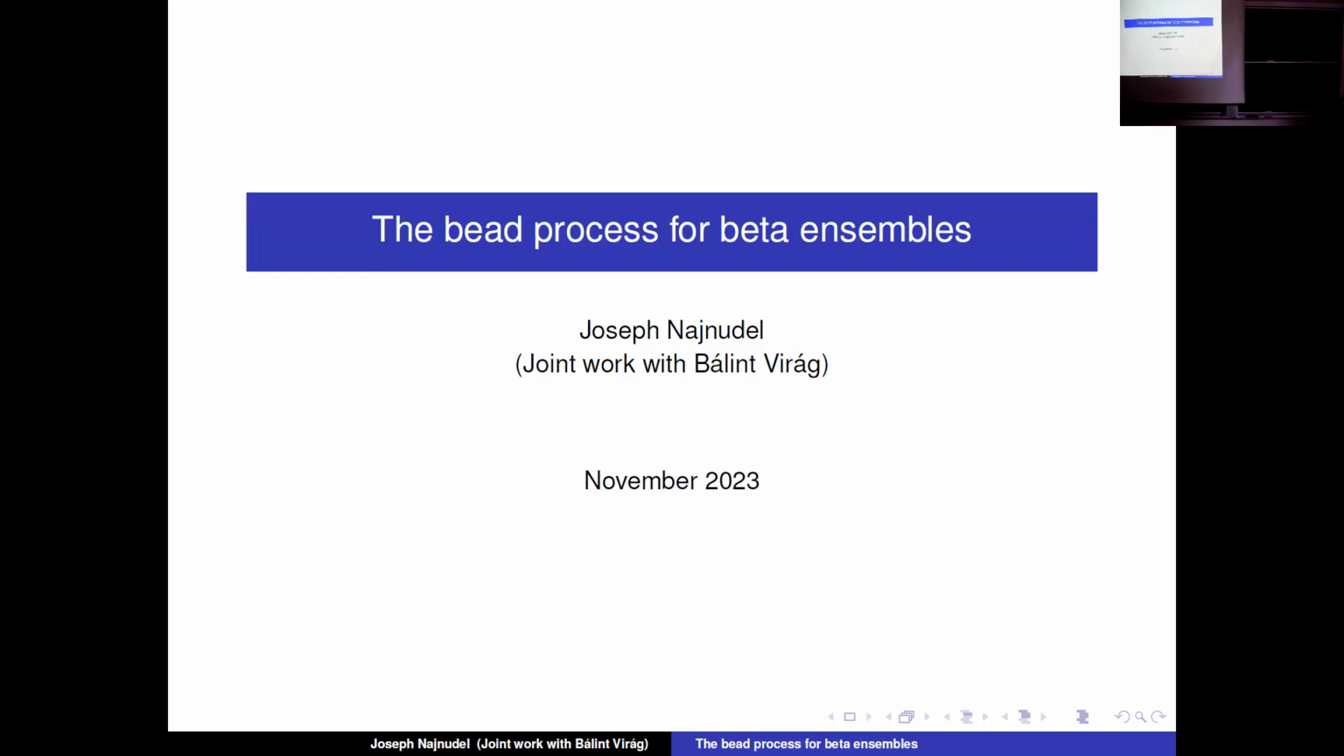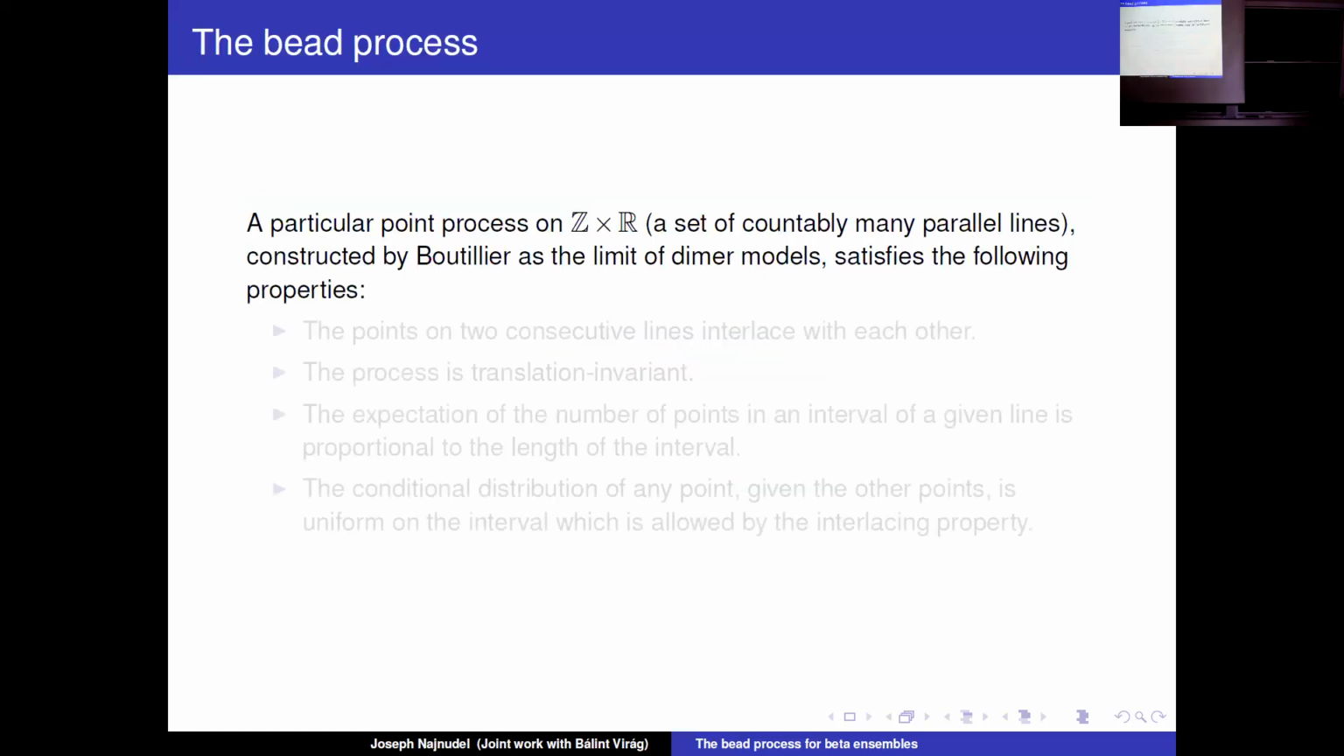So yeah, I will explain what this bead process and bead ensembles are. The idea comes from a process introduced by Boutillier. It's a process on Z times R. So we have countably many lines, and then we have points on these lines, and they interlace. So between two consecutive lines, the points interlace from one line to the other.